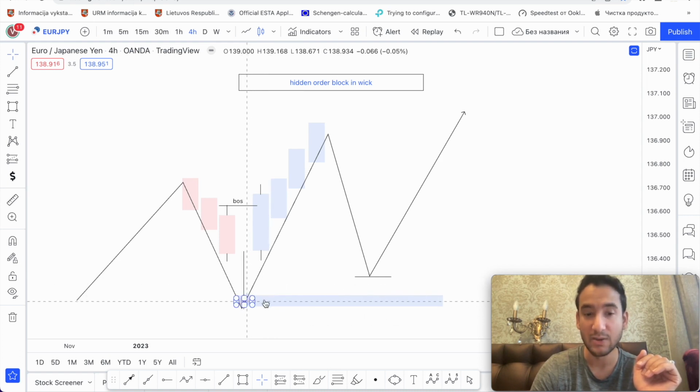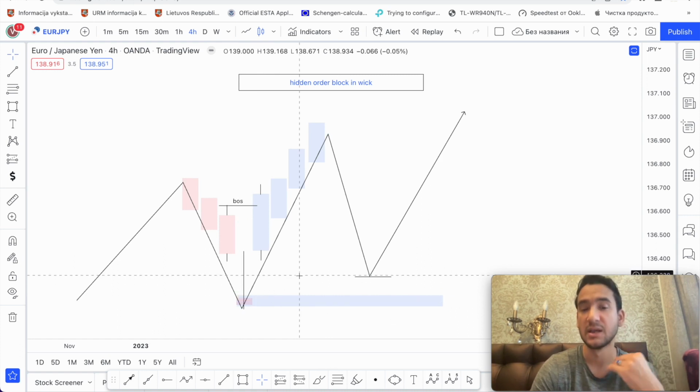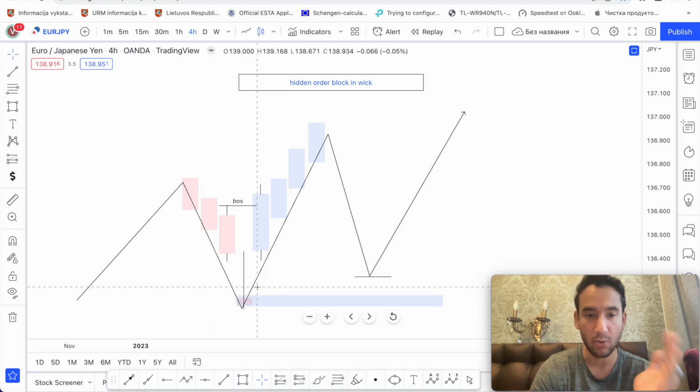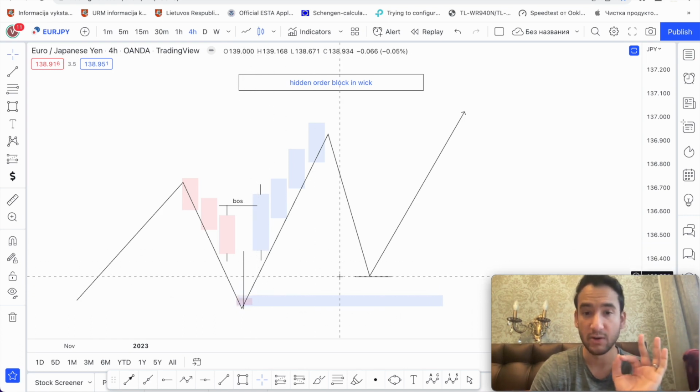We can obviously go inside and look for more order blocks within this order block, which is considered over-refining an order block, but that's not what we're going to be talking about. We're just trying to let you know that there are simply order blocks inside this wick. So wicks are very good.